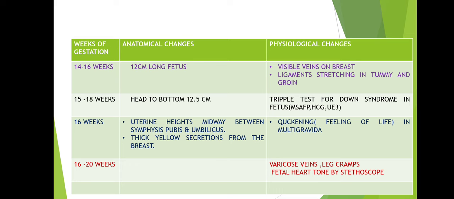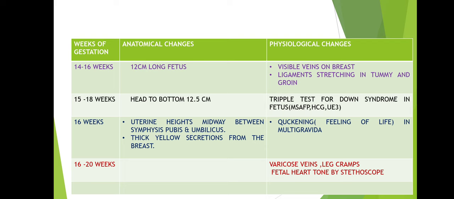And because of this test, the anomaly scan is carried out. At 16 weeks, the uterine height midway between symphysis pubis and umbilicus. Now the uterine height is growing up. At 13 weeks, it was at symphysis pubis. Now at 16 weeks, it's growing between symphysis pubis and umbilicus. Thick yellow secretions from the breast. Beginning feeling of life in the multigravida, means the parents can feel the movements of their baby, and that is called quickening. It is at 16 weeks.